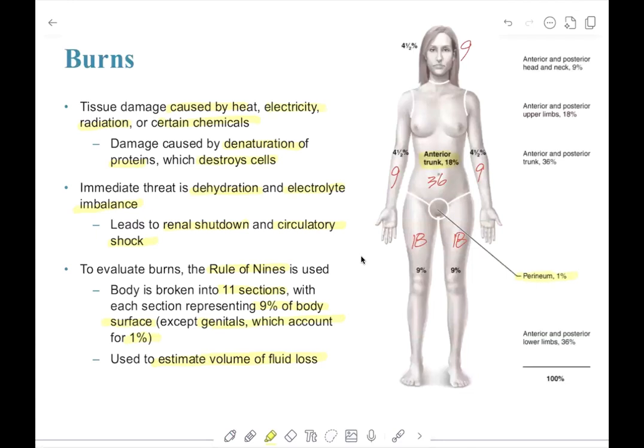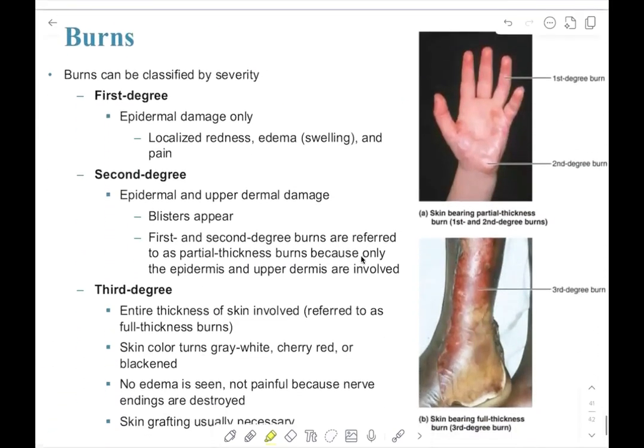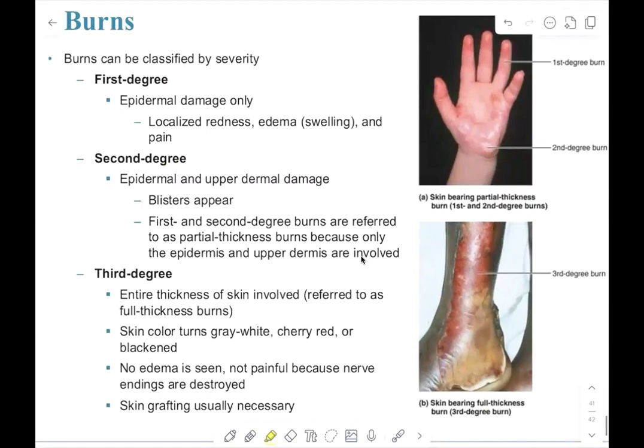Also, the burn is obviously much worse if it's close to the mouth or the nose or the eyes, somewhere where internal tissue could be burnt. So the stages of burns are shown here.